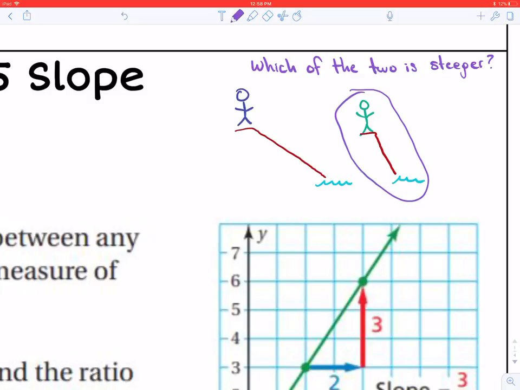That means that if they were both to jump at the same time, who would reach the ground faster? And we would say that the green person reaches the ground faster, because we could imagine ourselves going onto this slide, and this is going to fall way faster than this slide would fall. And so we would say that this is steeper, and the rate of change, that is the speed, is going to be greater.